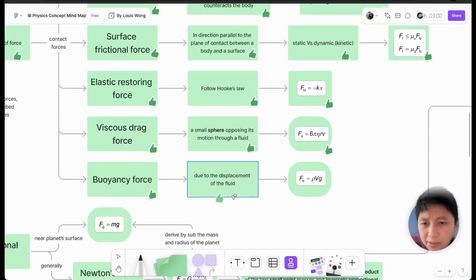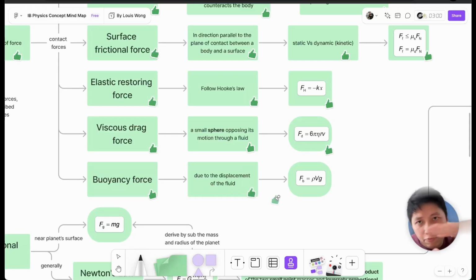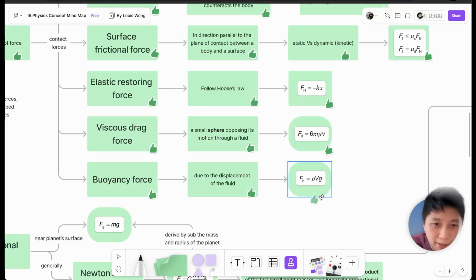Next is the buoyancy force, which applies to anything that is submerged in a fluid, even if it is reaching the bottom of a container, you still have that buoyancy force. As long as you have displaced the fluid, you have that. And then you have the equation here. The V is how much volume is displaced. You can also take it as how much volume is submerged in the fluid. The rho is the density of the fluid.